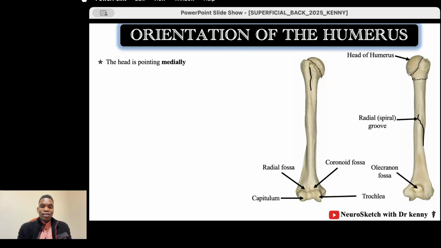And of course, you can talk about the capitulum and trochlea. You're going to say the capitulum and trochlea will face anteriorly, so they face anteriorly.